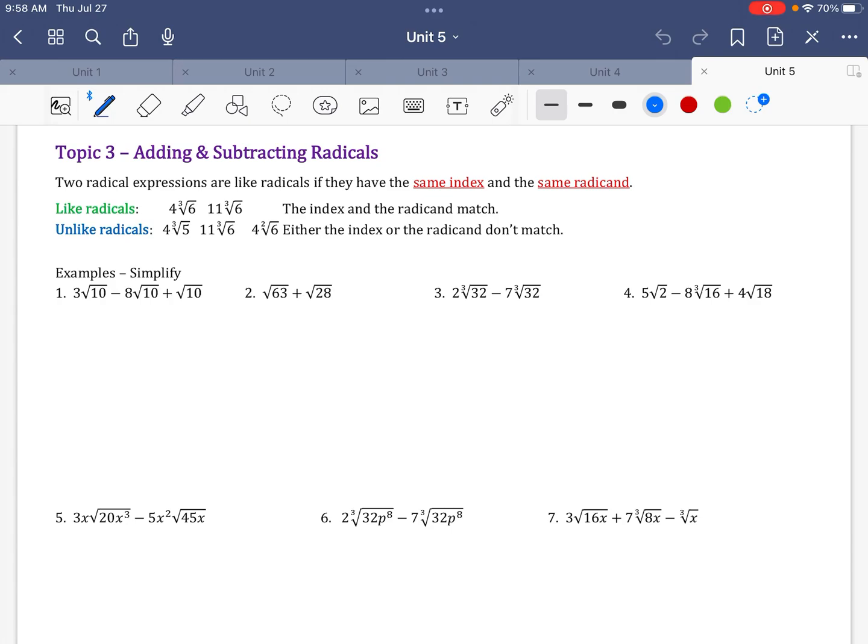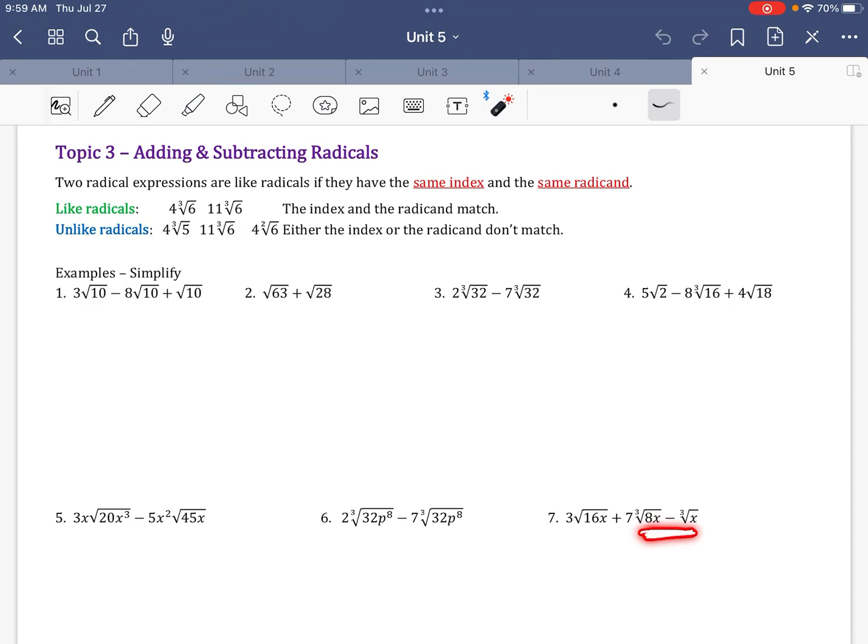All right, in this video we're going to be adding and subtracting radicals. Now the most important thing to know about adding and subtracting radicals is they have to have the same index, so they have to be the same type of radical. So for instance, if I look at number 7 down here, these two radicals possibly might go together, but this guy over here, he's a square root, so he will never go with the other two.